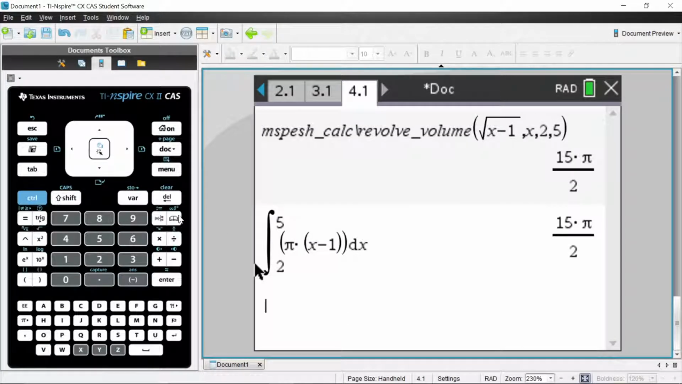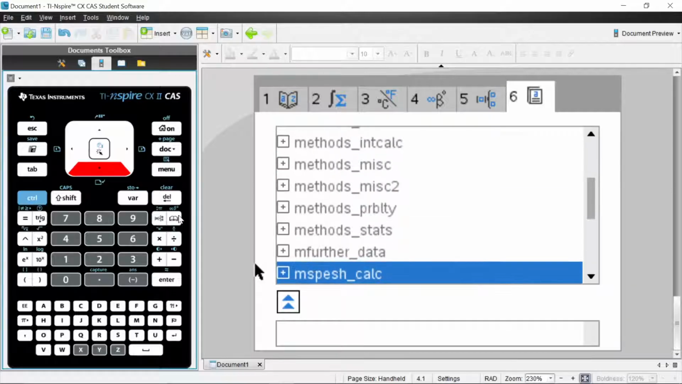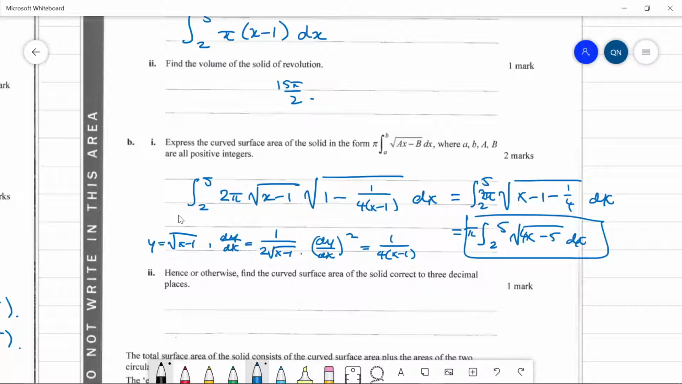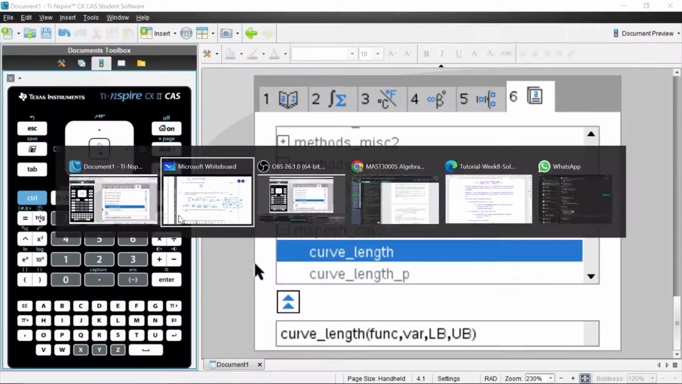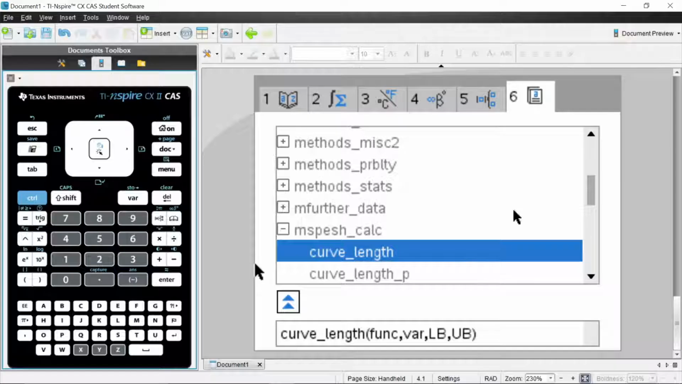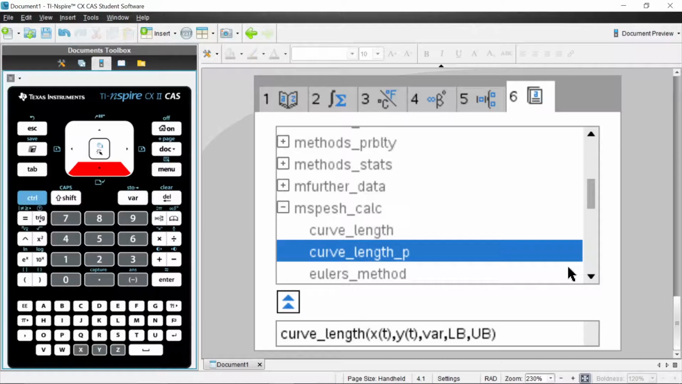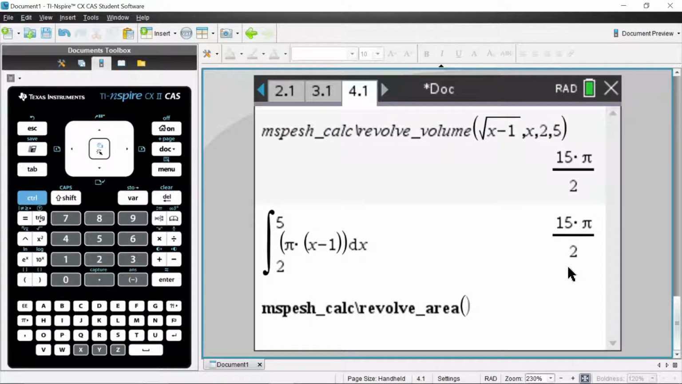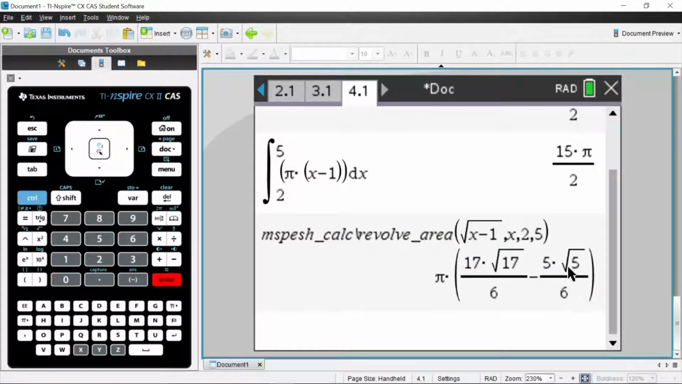VCAA, why are you giving us 3 questions? Calculus, I'm not going to complain about the 3 questions, by the way. You'd expect something a little bit more interesting than just straight, compute this, compute that, and write the formula. But we wanted to go to revolve area. And then I'll type in the square root of x minus 1, comma x, comma 2 to 5. It's going to be that there.